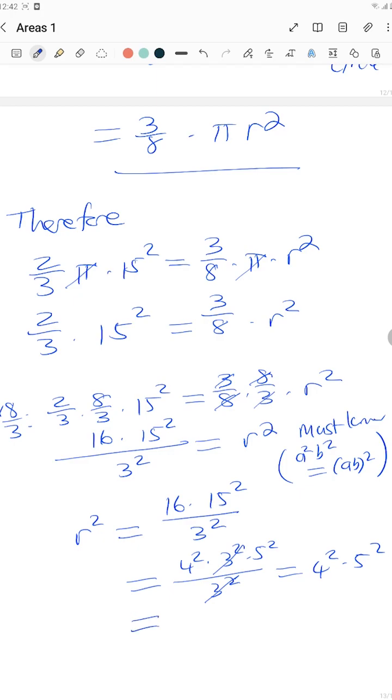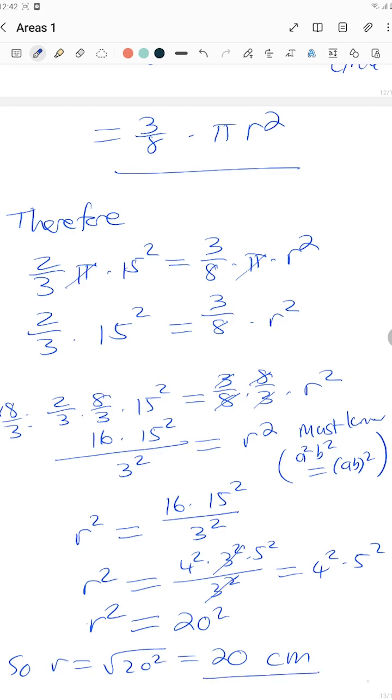Yes, you can work out 4 squared. Yes, you can work out 5 squared. But 4 squared times 5 squared can be written as 4 times 5 squared, which is 20 squared. So what we have is that R squared is equal to 20 squared. So R is equal to the square root of 20 squared, which is 20. And in this problem, we are given units, so we can give units in our final answer. So R is equal to 20 centimeters. And that is the answer to this problem.